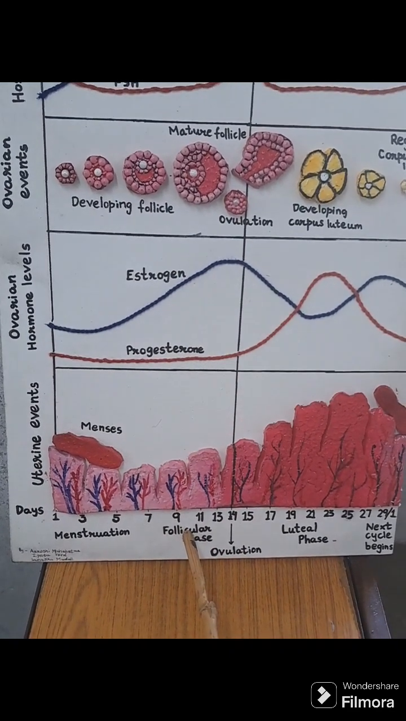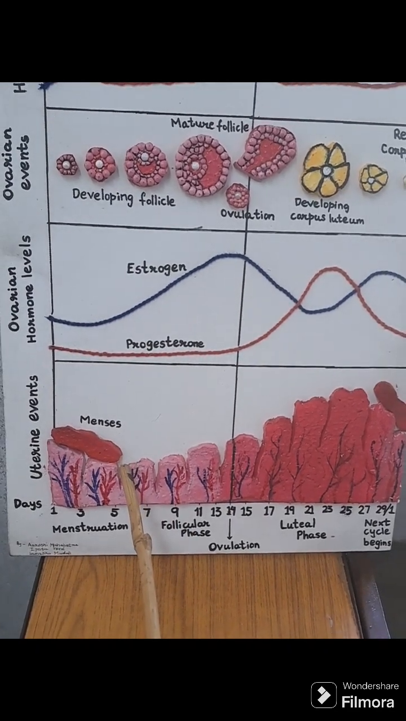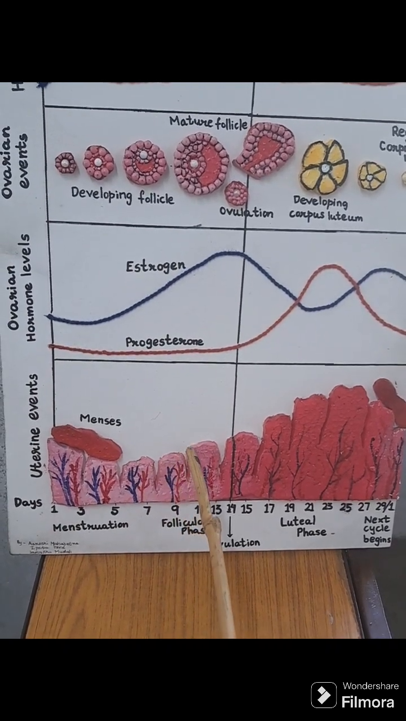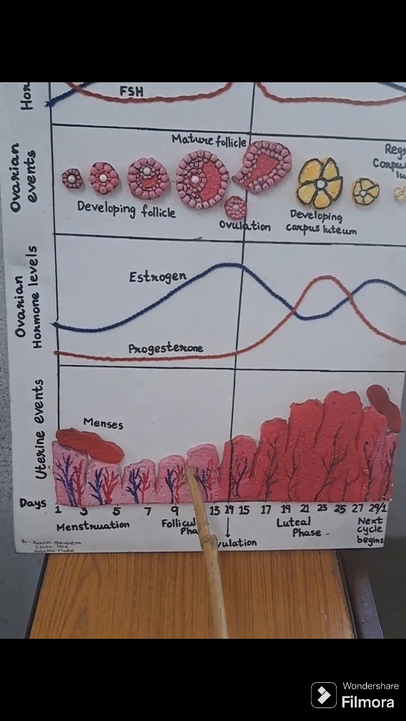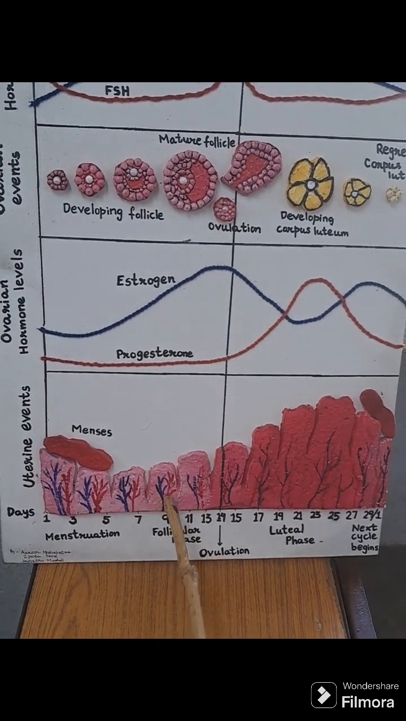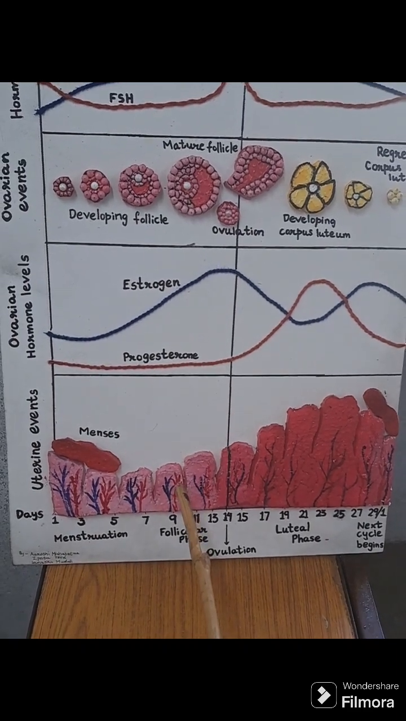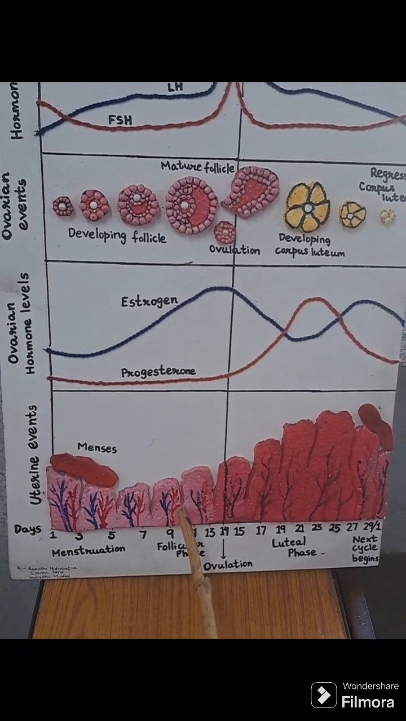It is also called the proliferative phase. You see, after the degeneration of the endometrium, the endometrium thickening increases again. That means this endometrium gets proliferated. So that's why it is called the proliferative phase. Proliferation means expansion or increase in thickness of the endometrium.